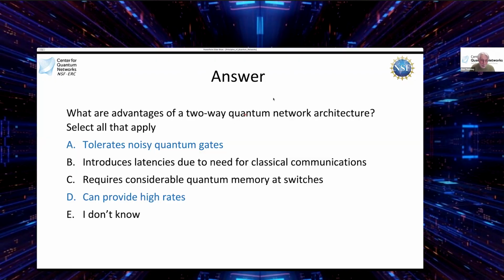Yeah. So it turns out that A and D are advantages of two-way. It's more tolerant of noisy gates, and because things are simpler and bell pairs are fungible, it can provide high rates. And I see that those are the two that were most chosen. The other two, unfortunately, the poll question wasn't really listed well, but these two are cons or downsides of two-way communication.